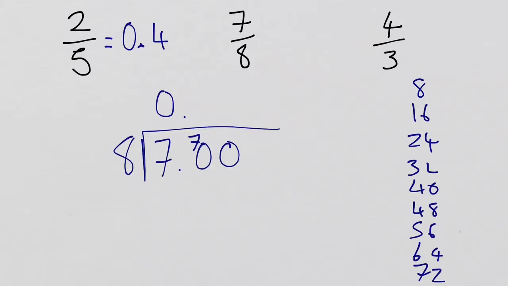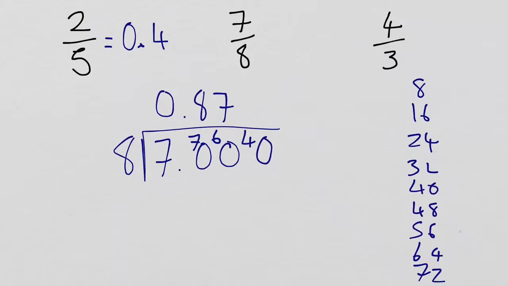How many 8s in 70? It's 1, 2, 3, 4, 5, 6, 7, 8. And that takes it to 64, so that's 6 left over. How many 8s in 60? 1, 2, 3, 4, 5, 6, 7. That takes us to 56, there's 4 left over, so I need to put another 0.